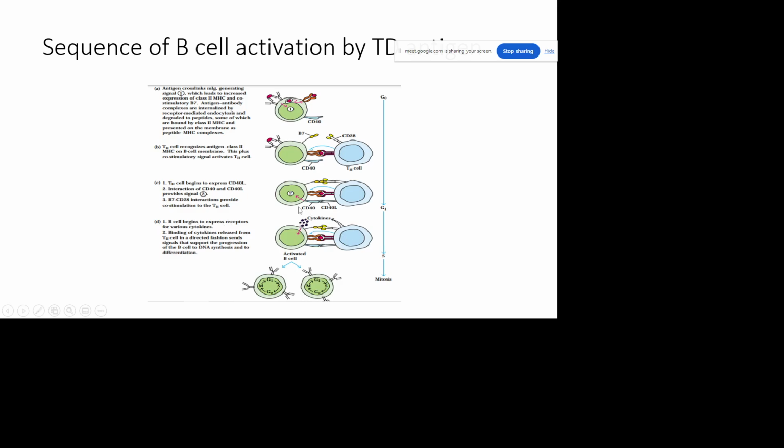Upon receiving those cytokines from the helper T cell, the B cell will enter into the cell cycle, where it will undergo proliferation and of course differentiation. So that is the sequence of B cell activation by thymus dependent antigen. In case you have any doubt, please tell me.